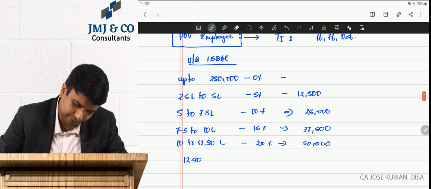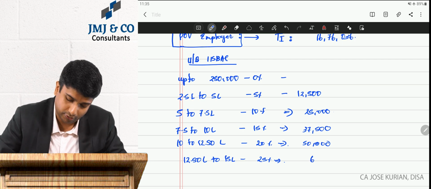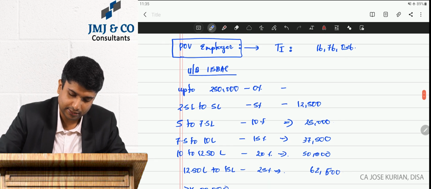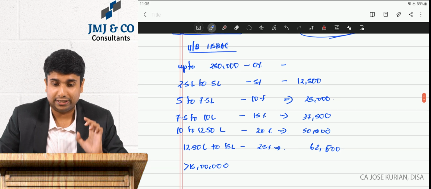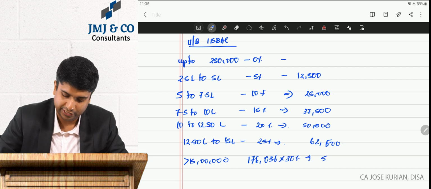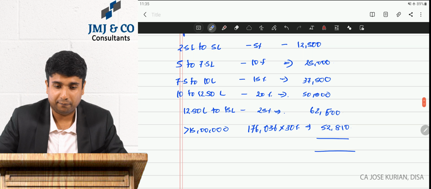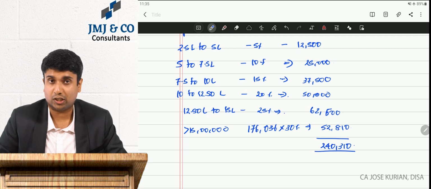And from 12.5 lakhs to 15 lakhs the rate would be 25%, and the tax liability would be 62,500. And above 15 lakhs, how much income do we have? Our total income from the perspective of the employer would be 16,76,036 rupees. So the amount over and above 15 lakhs is 1,76,036 rupees at 30%, and that would be 52,810. Now friends, what is the total tax so far? The total in this case is 2,40,310.